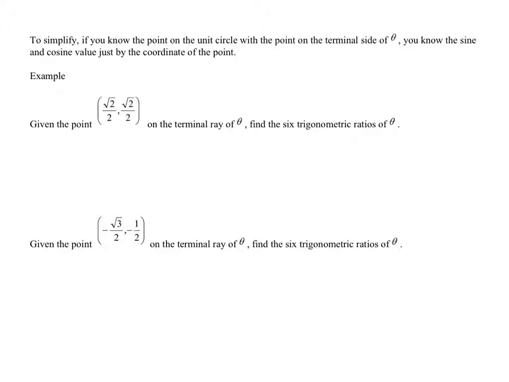So again, we have to know the points on the unit circle to do some of this stuff, and we will have a nice handout on the next page to show you a lot of these points. But let's just say that we know some of these points on the unit circle. So let's say this point, square root of 2 over 2, square root of 2 over 2, is on the terminal ray of some angle theta. Find the 6 trig ratios of theta. Well, the only ones you really have to remember are these. Sine theta equals y, cosine theta equals x, tangent of theta equals y over x.